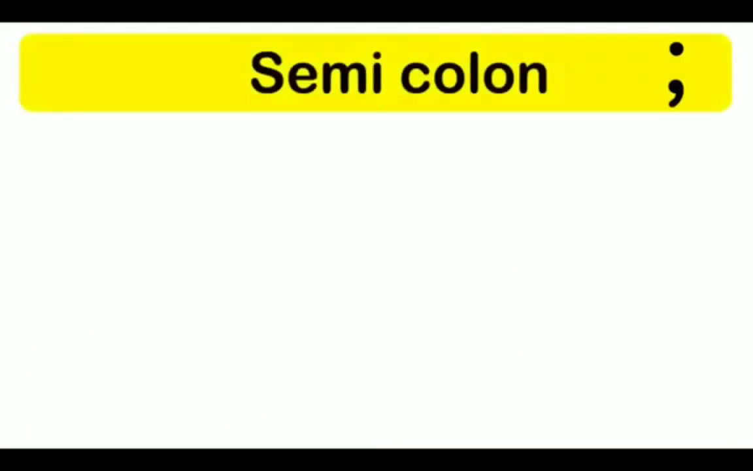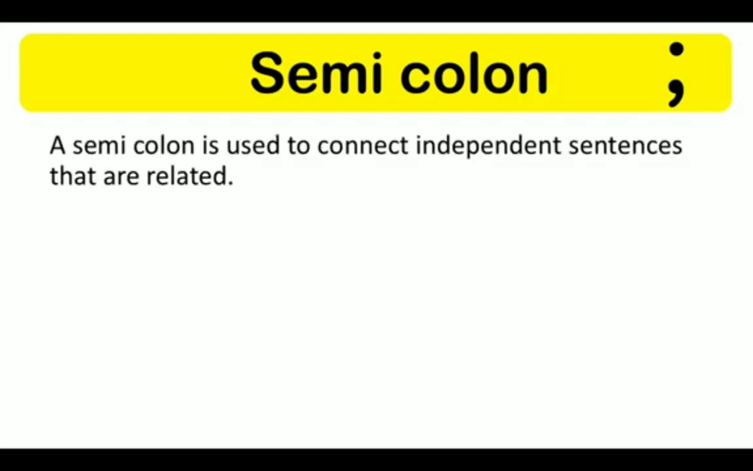Semicolon. A semicolon is similar to a full stop. Therefore, instead of a full stop, we can use a semicolon. However, generally, we use a semicolon when two sentences are closely related. So, a semicolon is used to connect independent sentences that are related.